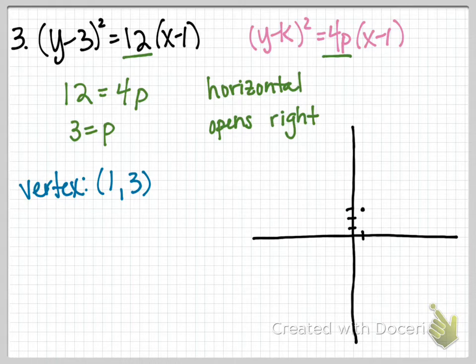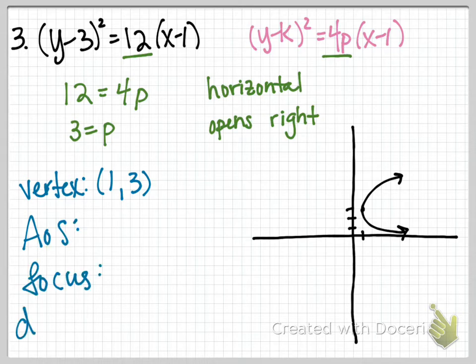Now, I've already told you this is a horizontal parabola. It opens right. So I'm going to go ahead and draw that sketch to help remind me which way to go to find all the other information that it's asking me to find. So I need my vertex, the axis of symmetry, the focus, and my directrix.